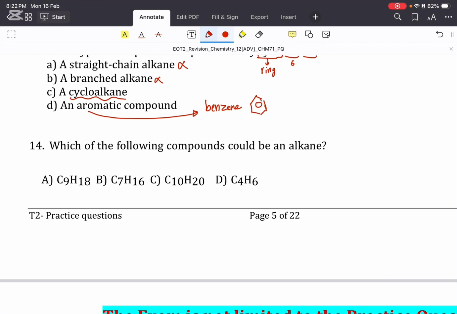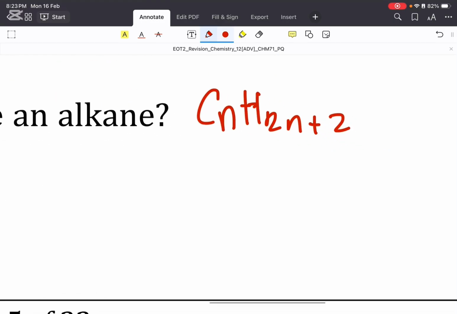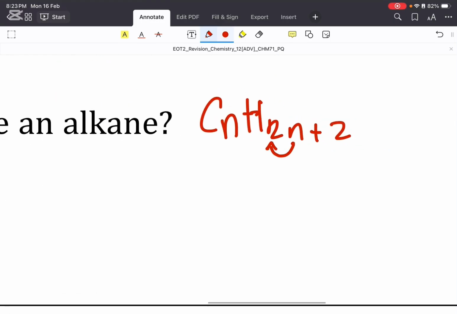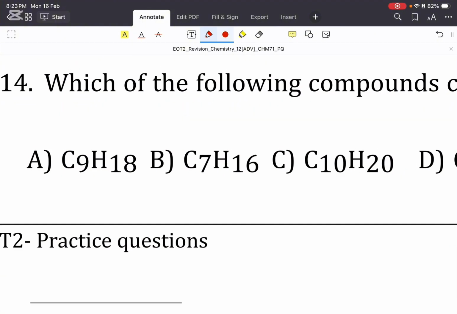Which of the following compounds could be an alkane? Here when they give you numbers, this is where you need to apply the formula CnH2n+2 and you're gonna check if this formula is applied or not. So always remember to multiply n by 2 and check if you see the same number, which means this n is 9. So 9 times 2, that's an 18. It means this follows the formula CnH2n, an alkene.